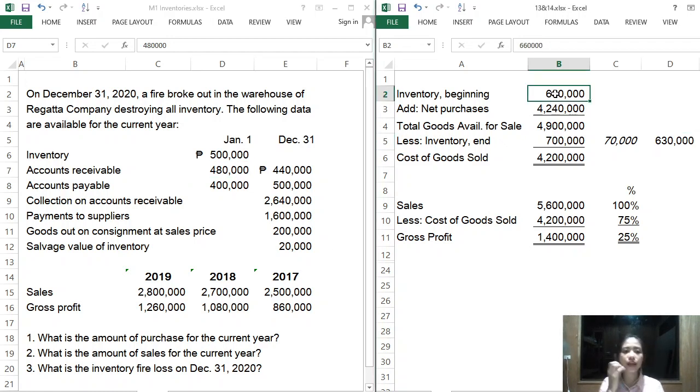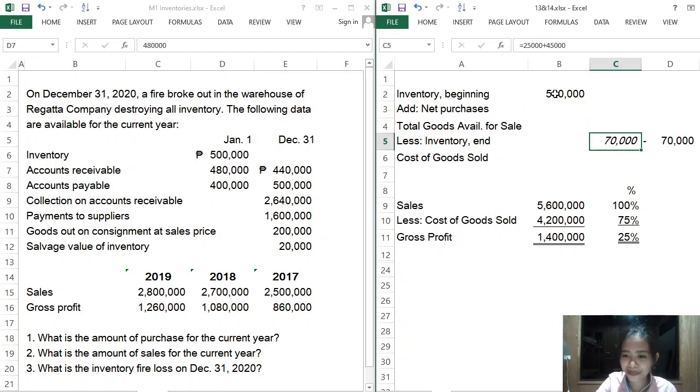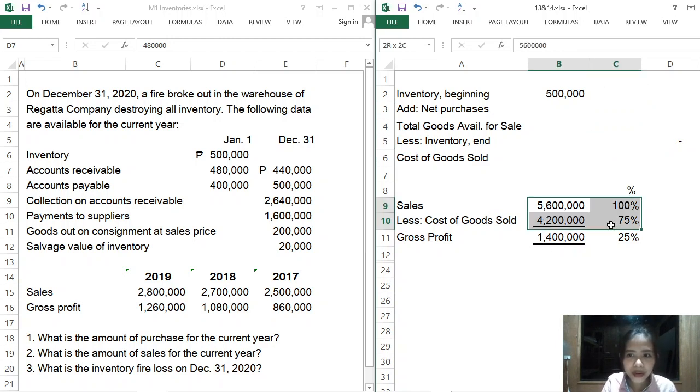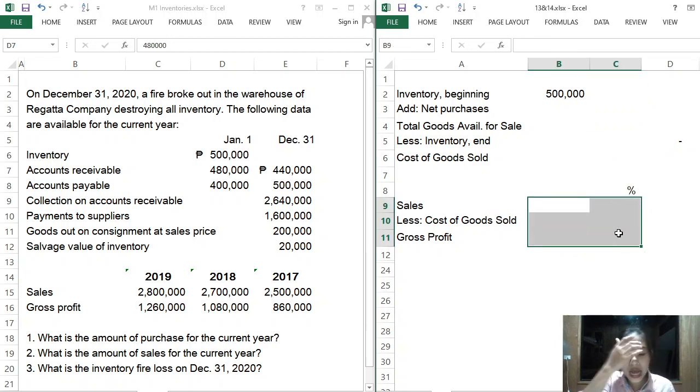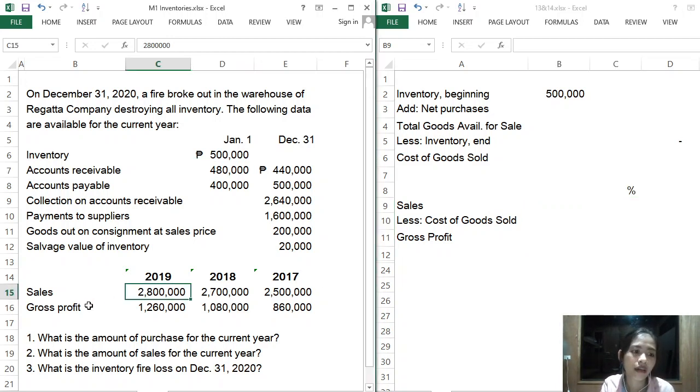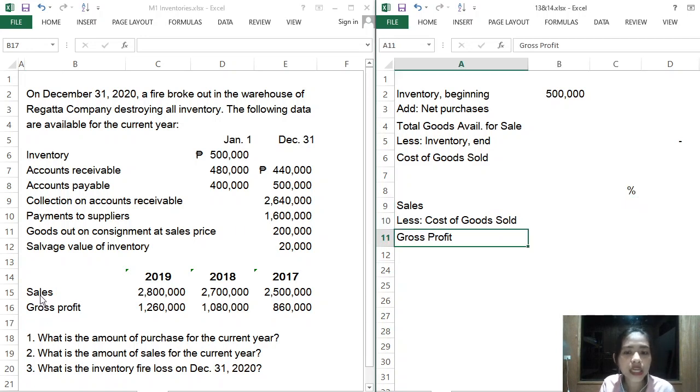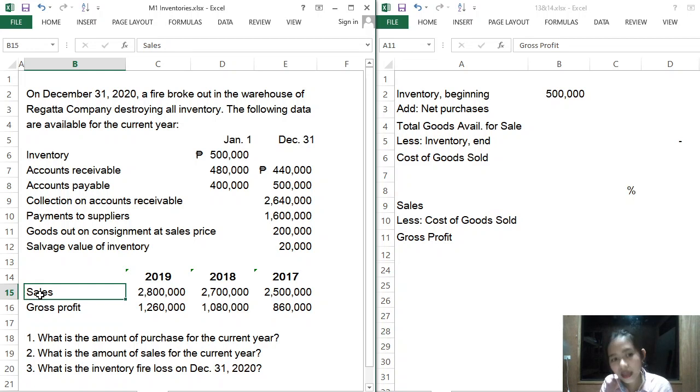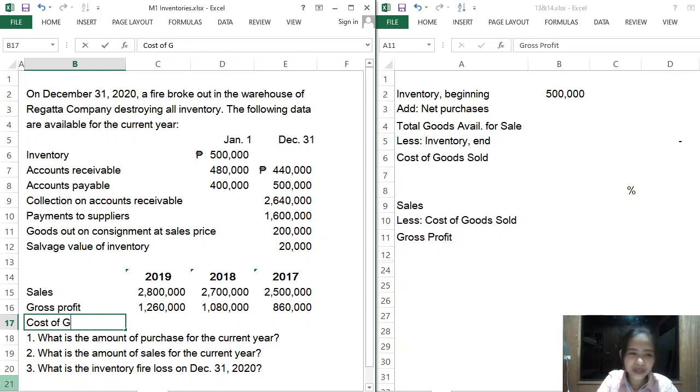Okay. Our beginning inventory for year 2020 is 500,000. At least man lang ito binigay. So, yung net purchases hindi binigay and the rest hindi rin binigay. However, pwede din nating ma-compute ang gross profit rate using this 3-year information here. So, meron tayong sales, meron tayong gross profit. Di ba sales less cost of goods sold equals gross profit? Ito, ang binigay niya, sales and gross profit. Sales minus gross profit, ganun din. Cost of goods sold. So, ikot-ikot lang.